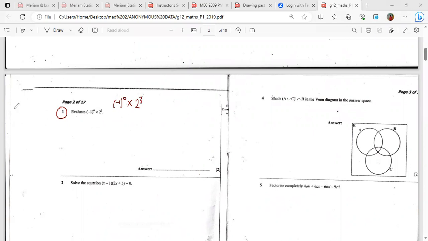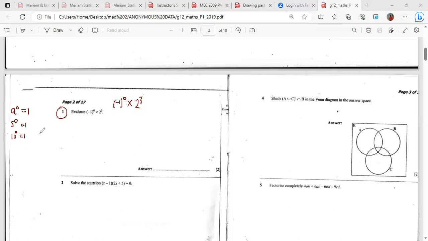We are supposed to remember that a to the power 0 is just 1. Any number to the power 0 is 1. So if we have 5 to the power 0, this is just 1. If we have 10 to the power 0, this is just 1. It doesn't matter the number that we are dealing with, the answer is always 1.